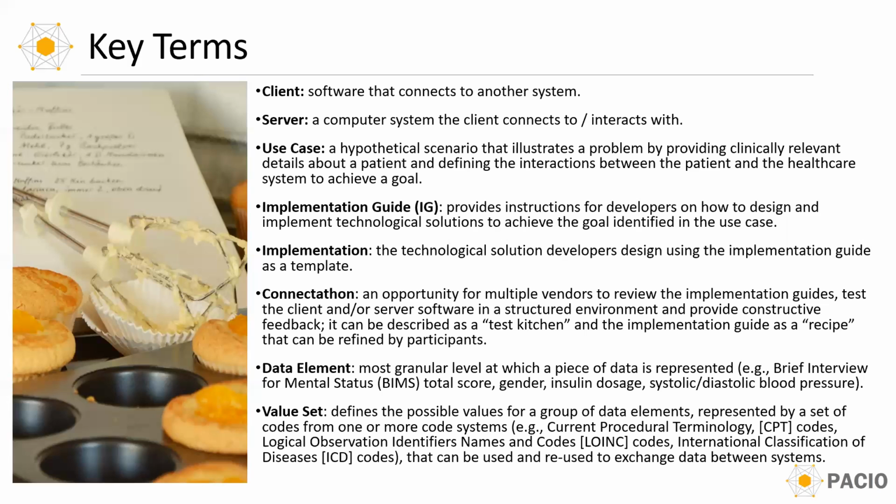An implementation guide provides instructions for developers on how to design and implement technological solutions to achieve the goal identified in the use case. For example, an implementation guide might provide instructions for what information to include and how it should be structured when a patient transfers from a hospital to a skilled nursing facility.